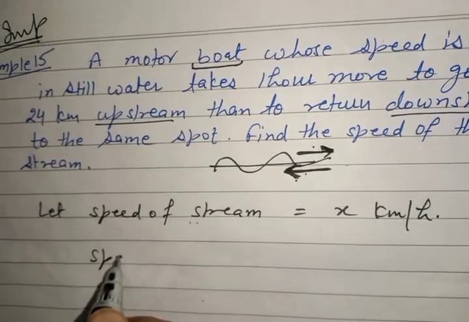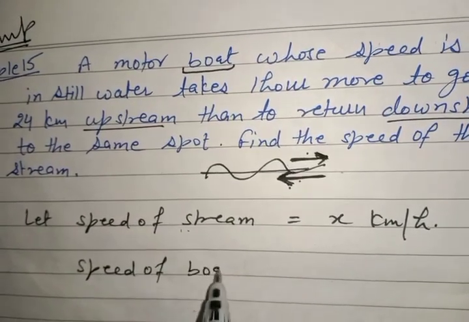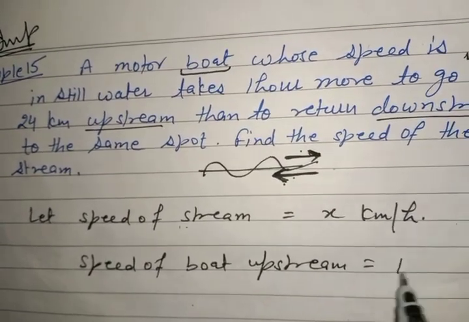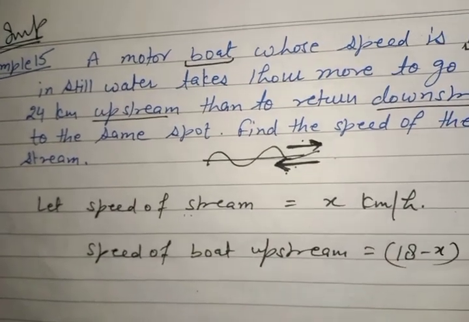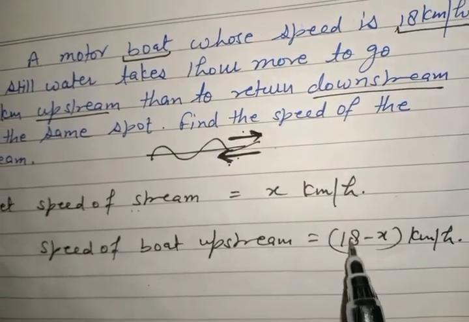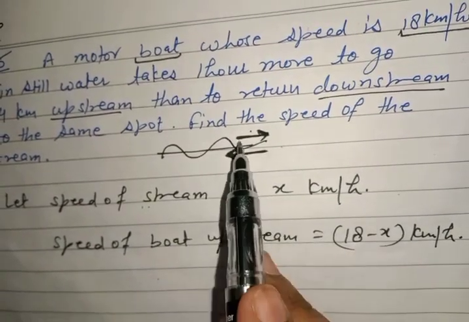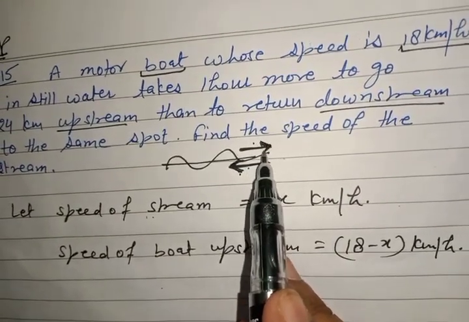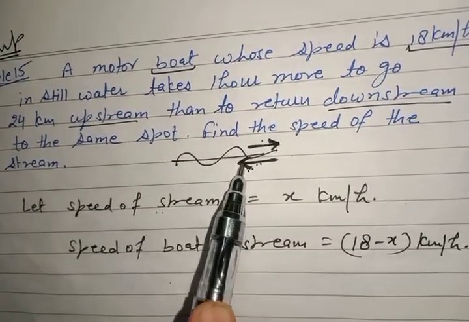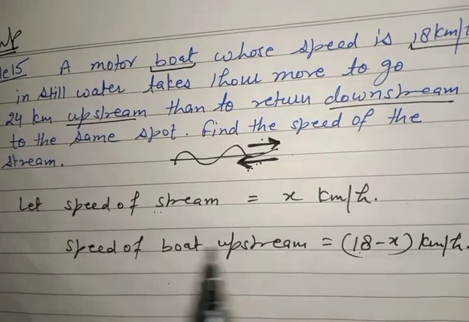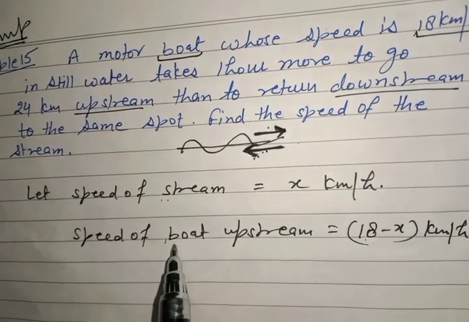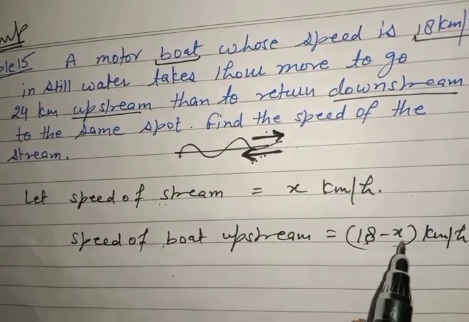So we'll write speed of boat upstream is equal to 18 minus x. Generally students make this mistake in exams that they write the speed of the stream first, but always the speed of the boat comes first, because in this direction the stream is moving and in this direction the boat is moving. So boat speed is always more. So 18 minus x kilometers per hour. You can learn it this way also: the spelling of boat comes first, so boat speed then stream speed.